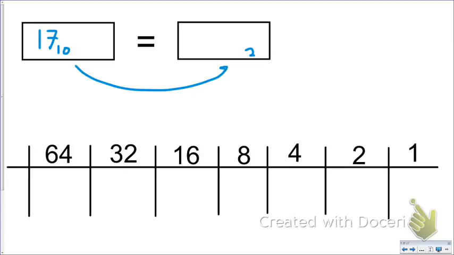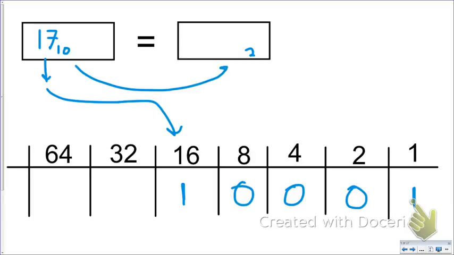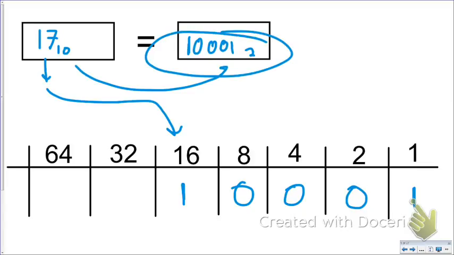Okay, so with this one, I've got 17 items, and I know that 16 of those items can be grouped into a group of 16. So that'd be one group of 16. Now at this point, that's 16 of the items, there's going to be one thing left over, and that one thing is going to be grouped into this grouping of 1. There are no groups of 2s, there are no groups of 4s, and there are no groups of 8s. So the number 10001, subscript 2, or in other words base 2, is the same as 17.